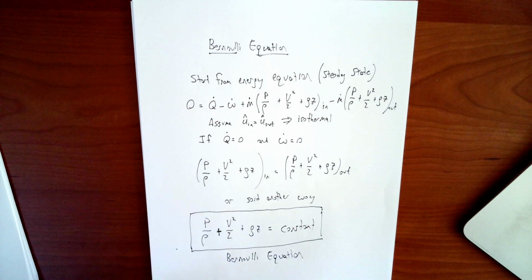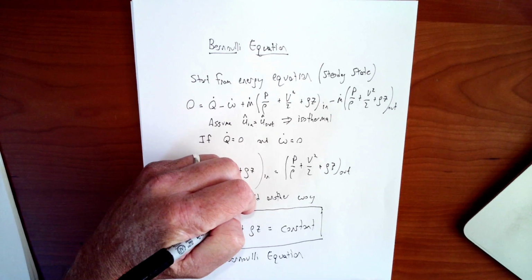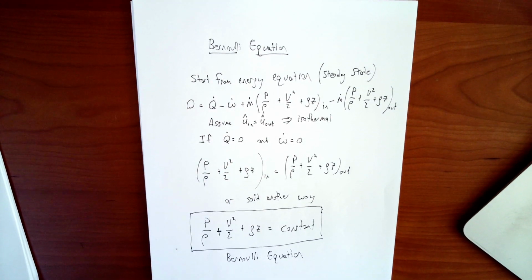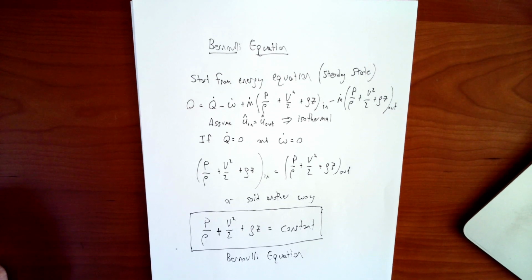If we take a simplified case where there is no heat coming in or out of the system and there is no work going in or coming out of the system, then we can simply say that these two quantities in and out are equal to each other. That is, p over rho plus v squared over 2 plus gz in will equal the same thing going out. Or said another way, and this is the way that it's usually talked about, p over rho plus v squared over 2 plus gz is constant from inlet to outlet. And since you can draw this box anywhere in a flow, that means it's constant in the flow regime, provided it meets all the criteria that are in the assumptions of the derivation of the Bernoulli equation.